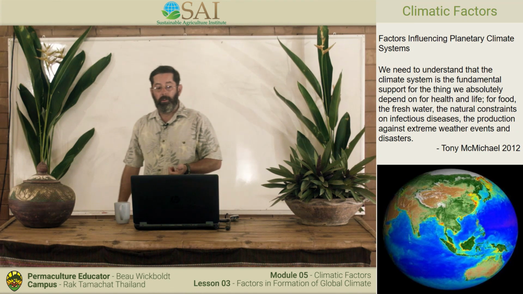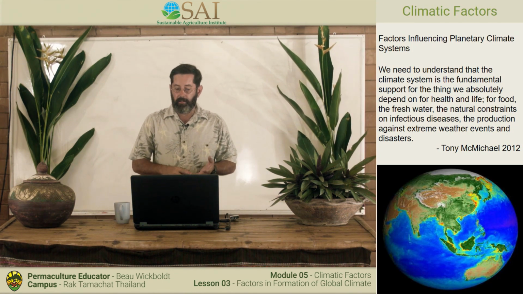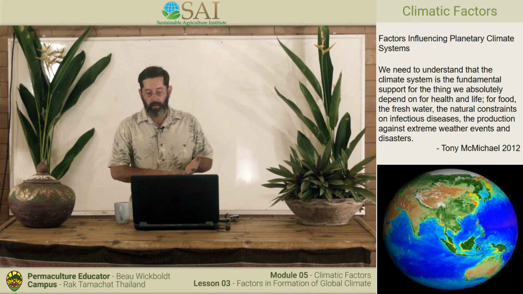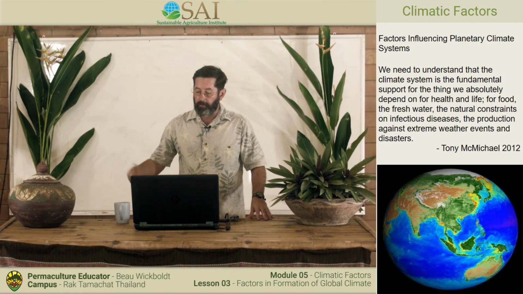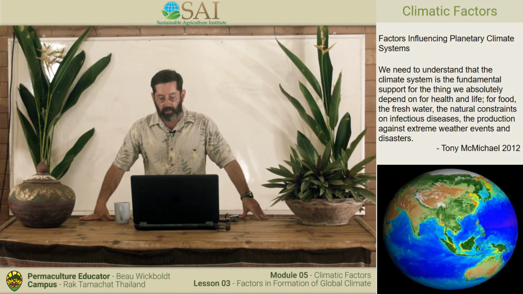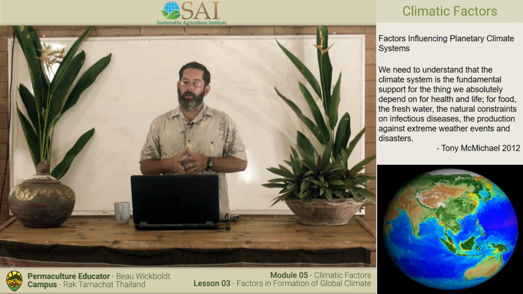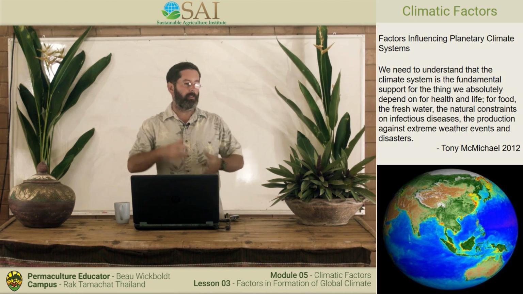So, factors influencing our planetary climate systems. We need to understand that the climate system is a fundamental support for the things we absolutely depend on for our health, our life, for food, fresh water, natural constraints on infection and diseases, and protection against extreme weather events and disasters.